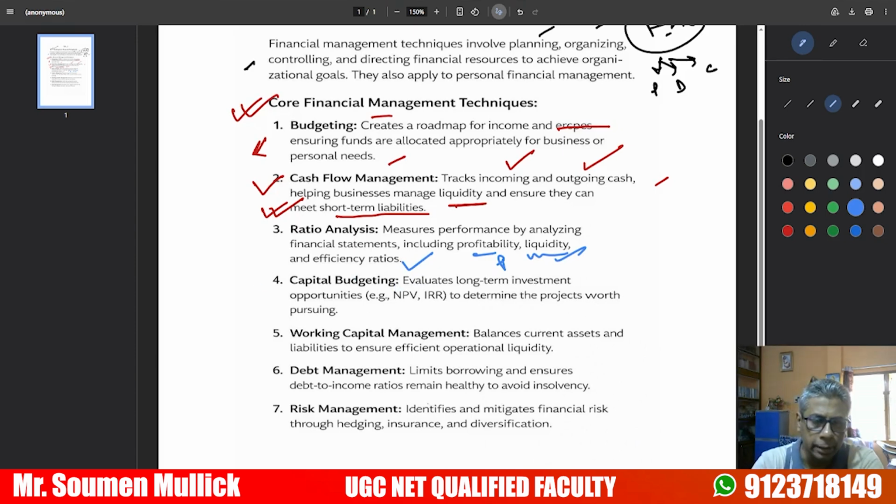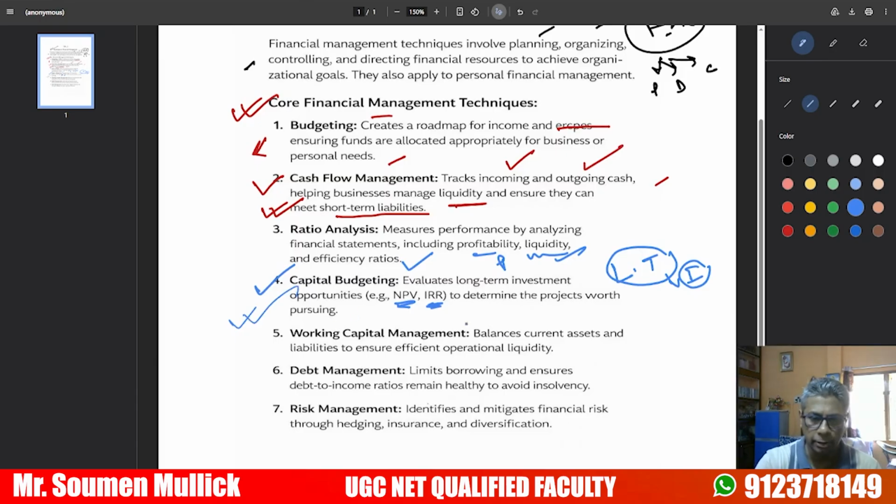Next important technique is capital budgeting. Capital budgeting is very important for long-term investment. Capital budgeting is related to long-term investment opportunities. The NPV method, NPV is the net present value method, and IRR, internal rate of return, determine the project's worth. These are very important areas.